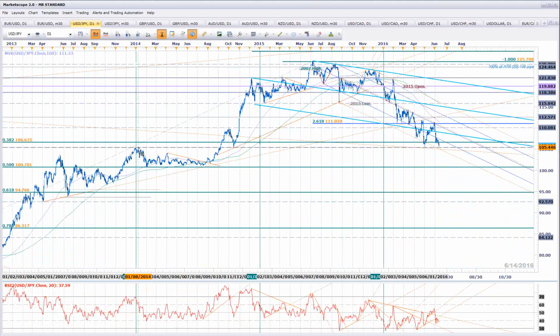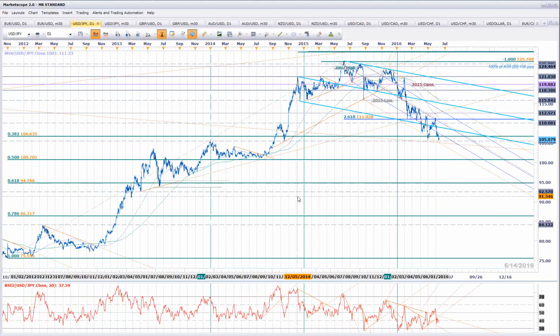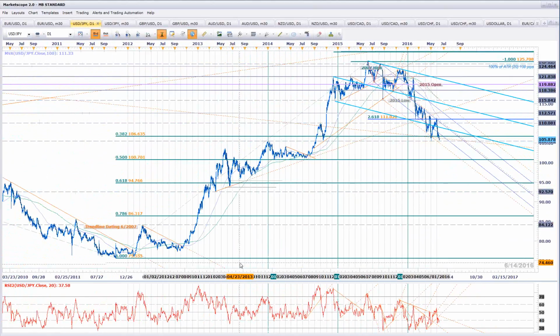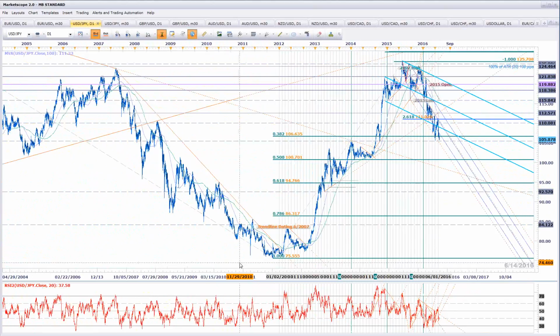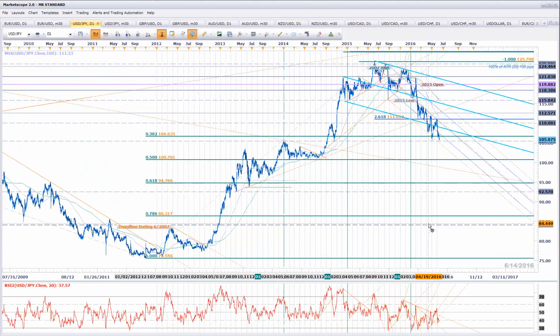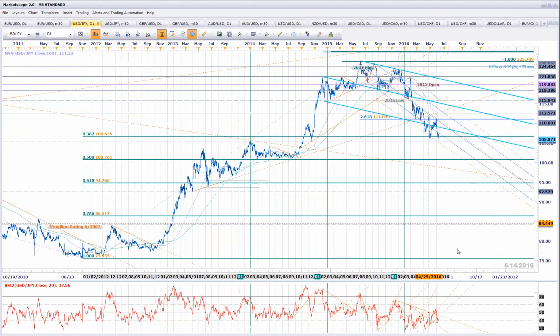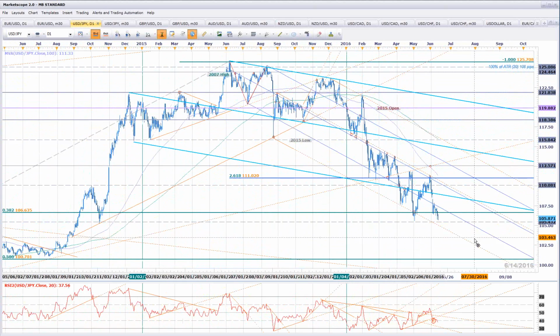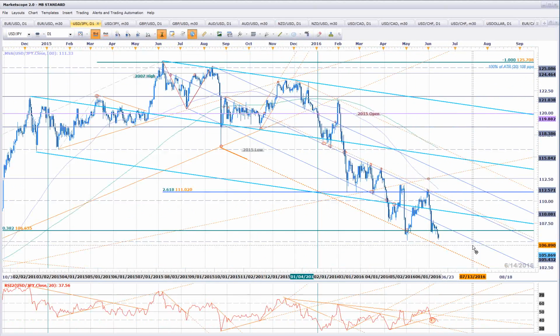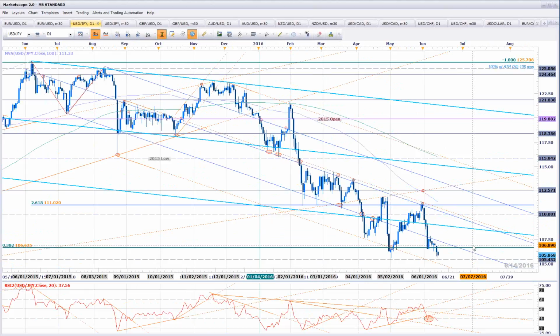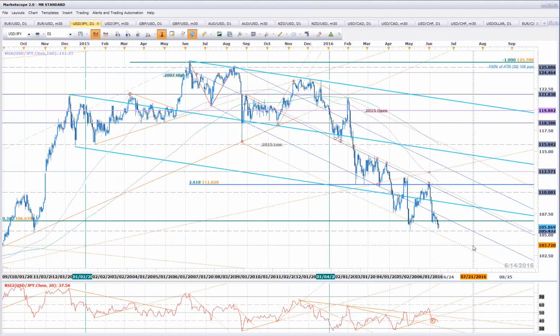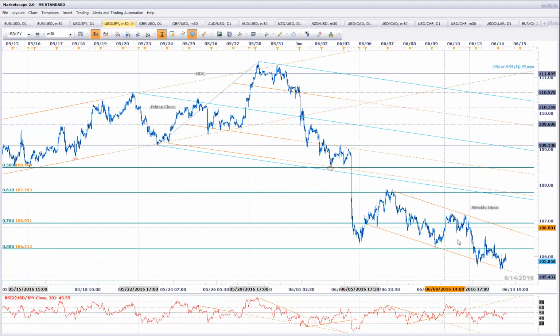You tested it again as support later that year before moving into the high. And that level coincides. So that's near-term support near 105.43. Here's what it looks like on the 30-minute.